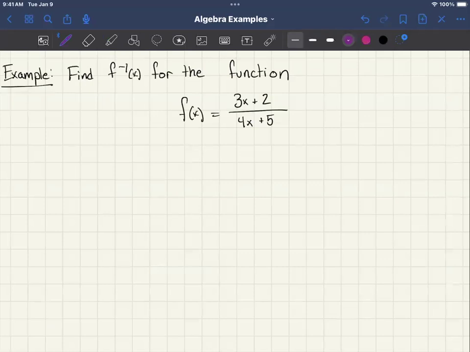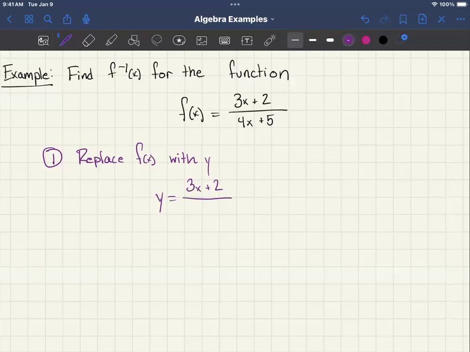All right, so back to our problem. We have the function f of x is equal to 3x plus 2 divided by 4x plus 5. This one is going to be a little bit tricky. We're going to go through 4 steps here. Our first step is we are going to replace our f of x with y. This is just going to make our lives so much easier if we do this. Less work is always better when we can do it. So y is equal to 3x plus 2 divided by 4x plus 5.